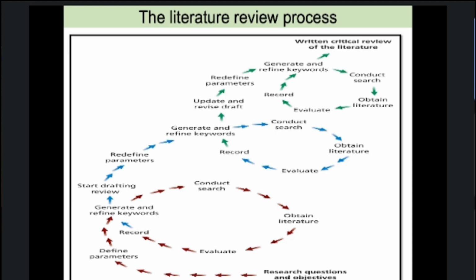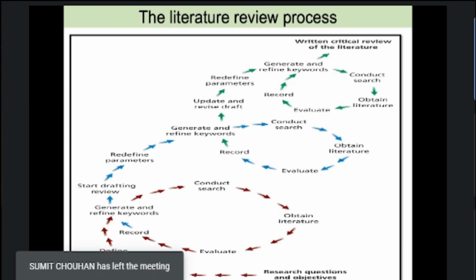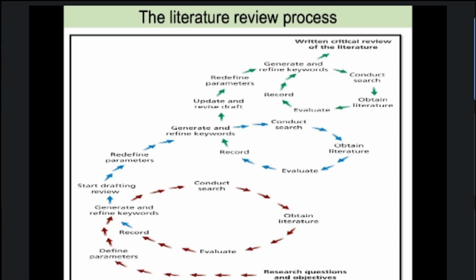So we say define parameters. You generate keywords, then you conduct a search, obtain literature, evaluate it, record it, and start drafting already. That's what is proposed by Saunders. Defining parameters means what? Say, for example, you are doing research on organization performance. There are many things there, but you decide to take on human resource practices. Then what parameters do you have? For example, recruitment, selection, training and development, and performance evaluation. Those become the parameters.